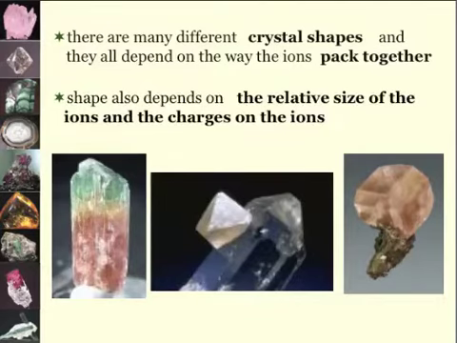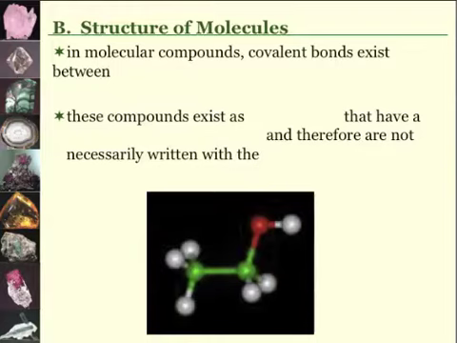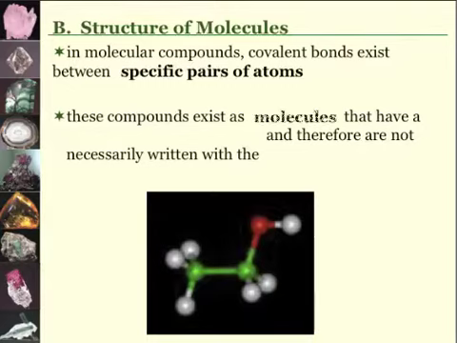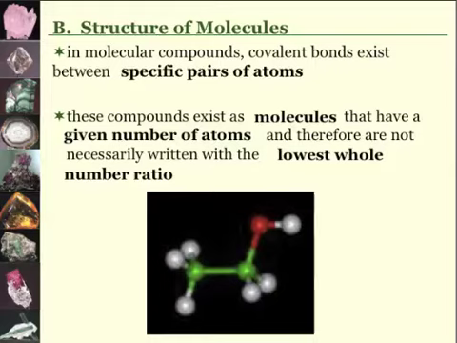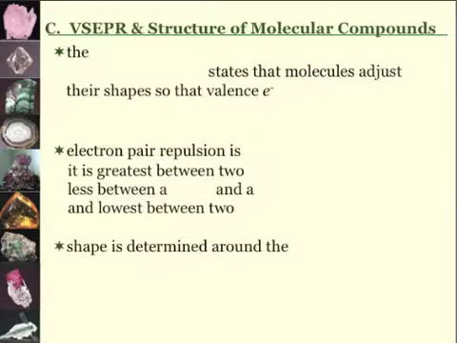Again, this is the electrostatic structure. If we look at the structure of molecules, in a molecular compound, covalent bonds exist between specific pairs of atoms. So these compounds exist as molecules that have a given number of atoms, and therefore they are not necessarily written with the lowest whole number ratio. A good example of this is our hydrocarbons. Because they form these long molecules, this is what the molecule is. There are no bits that have come together to form this molecule.